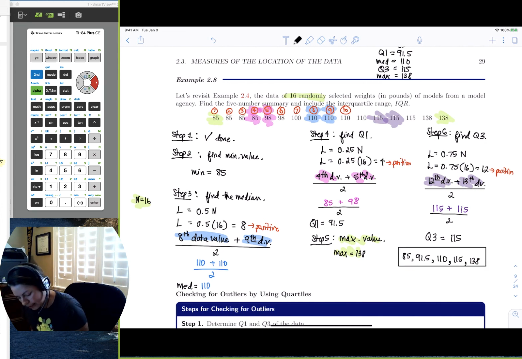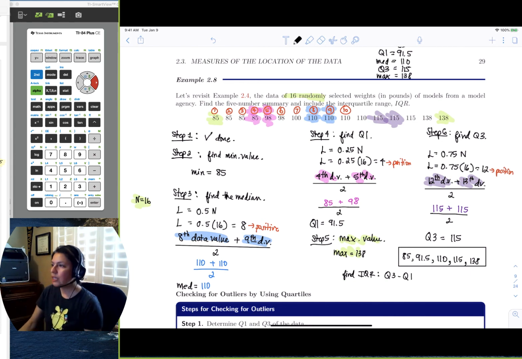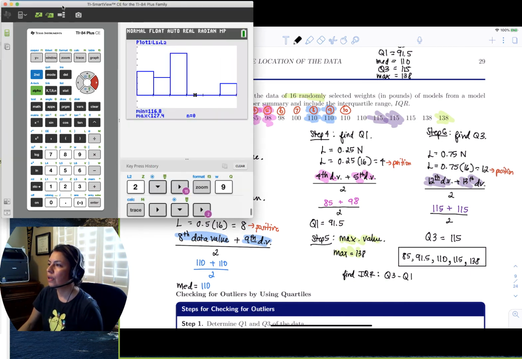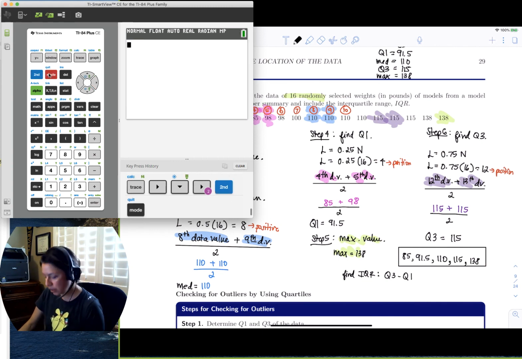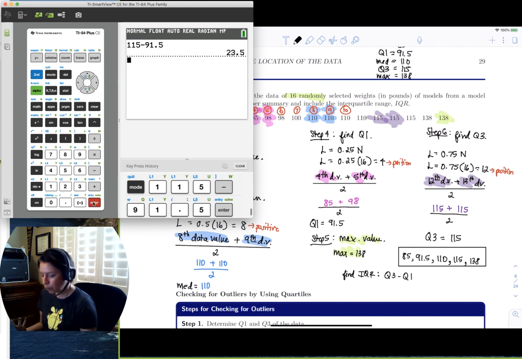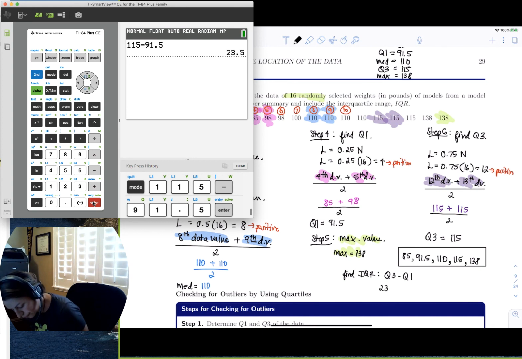Okay, and the last piece to this was to find the IQR. And that's just going to be the middle 50%. So just subtract Q3 and Q1 in your calculator. So if we went over to our calculator here, let me hit second quit from our histogram, and I would just take 115 and subtract 91.5. And we would get 23.5. So the IQR is equal to 23.5.